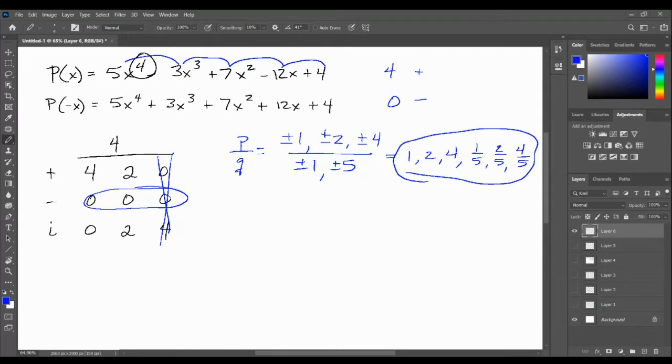Practice doing this. I know it's potentially a long process and it's got a lot of steps to it, but as you practice that synthetic division and finding these potential zeros, I think you'll find it's going to start to speed up for you. So it should work pretty well.